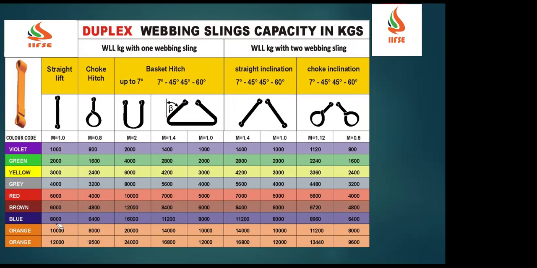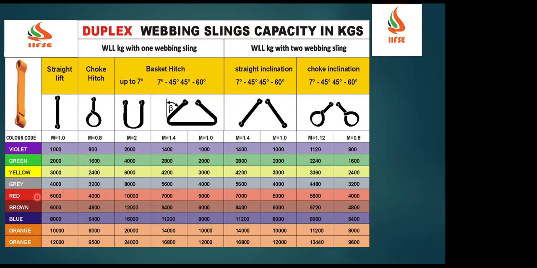For example, if I take a violet color, this is also a color code. So wherever you see these belts with a color code, you can easily remember: if it is violet, we can say 1 ton. If it is green, 2 ton. If it is yellow, 3 ton. Gray, 5 ton.